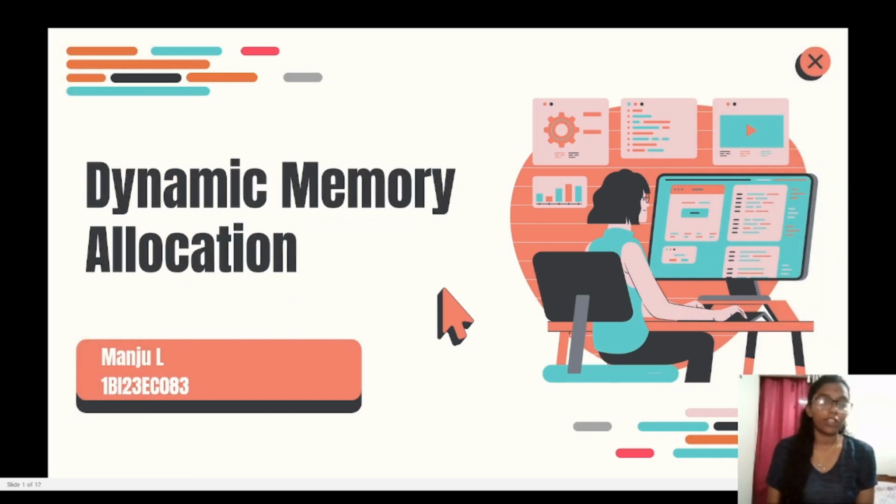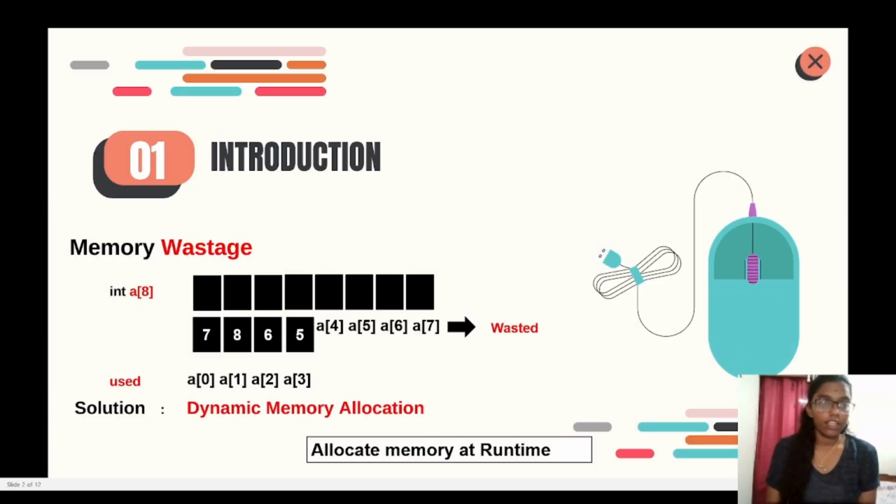Hello, today we'll be talking about dynamic memory allocation. So basically in C, we can allocate memory in two different ways. One is static memory allocation and the other is dynamic memory allocation. Here is an example for static memory allocation where we are initializing A of 8.